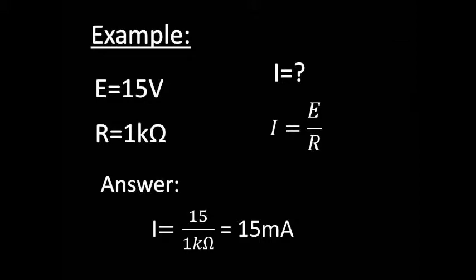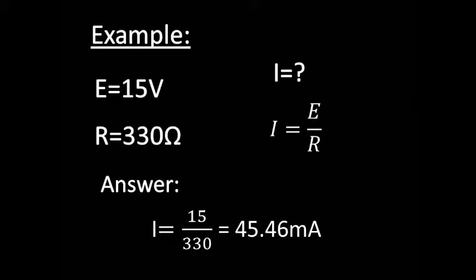By decreasing the resistance from 1K to 330 ohms, with the same voltage of 15 volts applied, the current will be equal to the ratio of 15 over the resistance of 330, which is 45.46 milliamps.